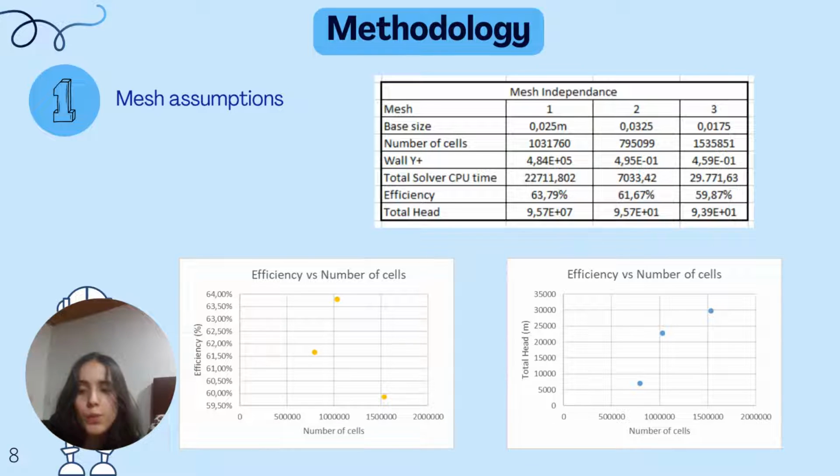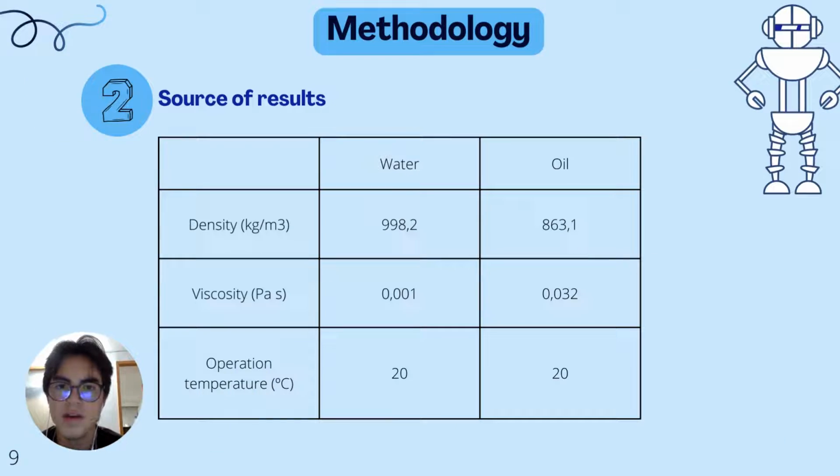For independence, we additionally meshed with base sizes of 0.0325 and 0.0775 to obtain the values of total server CPU time, efficiency, and total head, which are presented in the independence meshing table. From this, it is chosen that the mesh of best convenience is that of 0.025 meters.